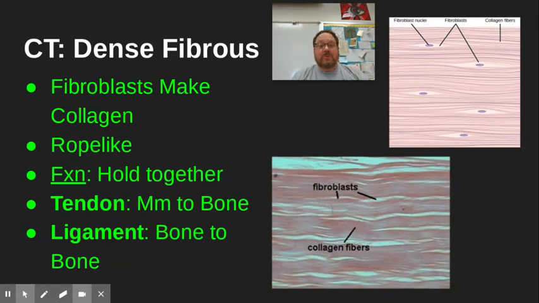Ligaments connect bones to bones. Okay. So like an ACL, it's an anterior cruciate ligament that's made of dense fibrous connective tissue, like woven ropes that holds the bones of your leg to the bone of your thigh. Okay. Let's see. So dense fibrous connective tissues.